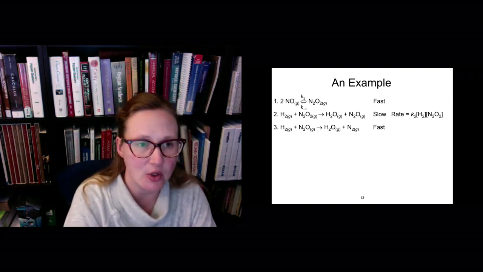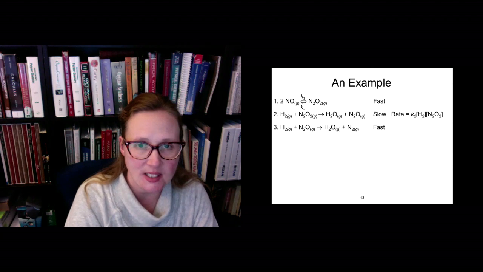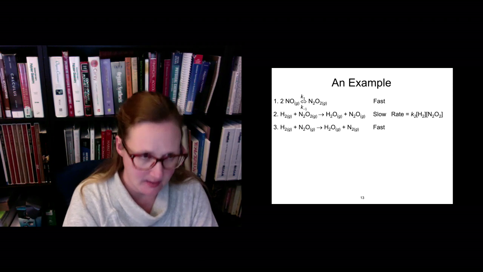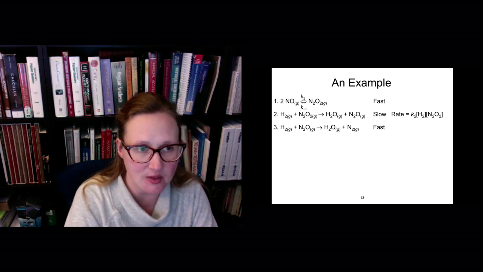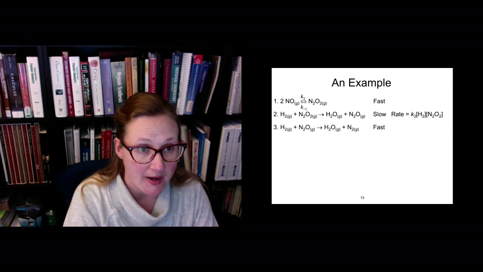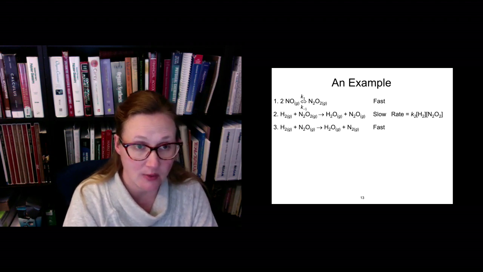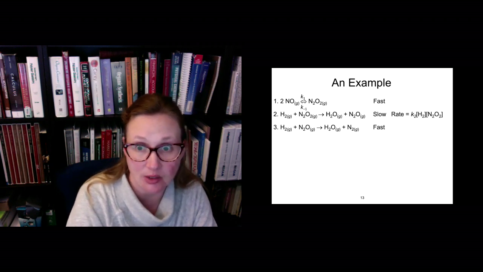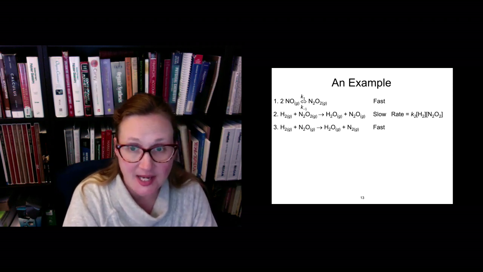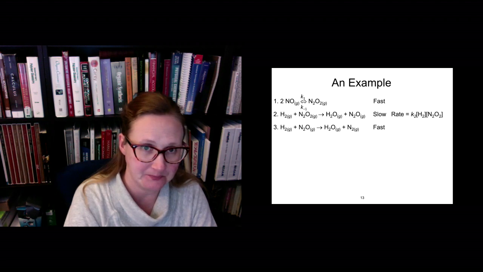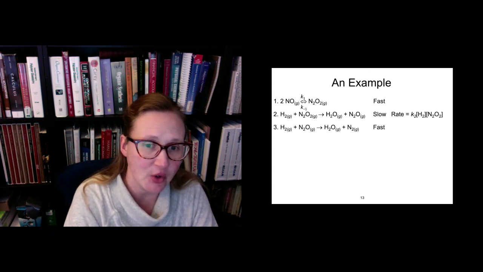Okay, so let's do an example. We have 3 steps here. We're going to determine what the overall rate law is. In the first step, this is what we were talking about, a fast initial step, where the rate in the forward direction is equal to the rate in the reverse direction because we have established an equilibrium. The second step we're calling the slow step. That is the rate determining step. And then we have a third fast step.